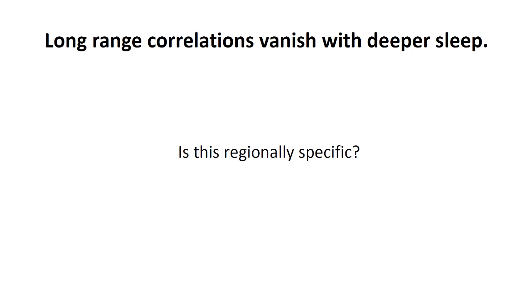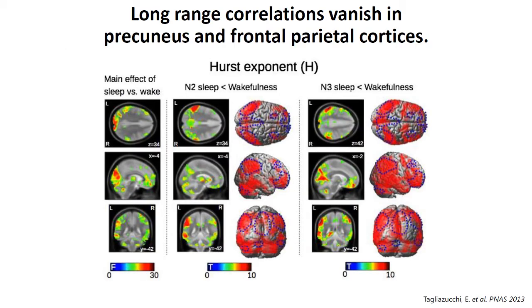Well, this is actually region specific. If we look at where we see this decrease in Hurst exponent in N2 sleep versus wakefulness and in N3 versus wakefulness, we see the bilateral parietal cortex and also this blob in the precuneus and in the inferior part of the frontal gyrus and the thalamus and so on.